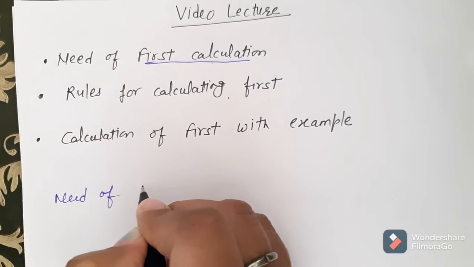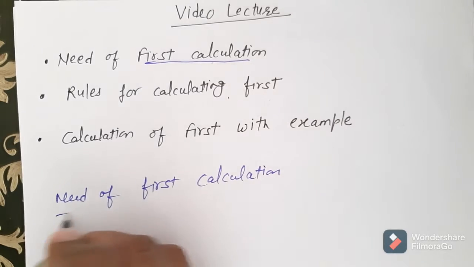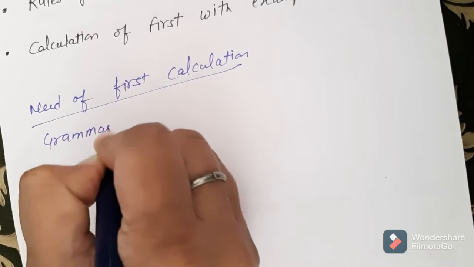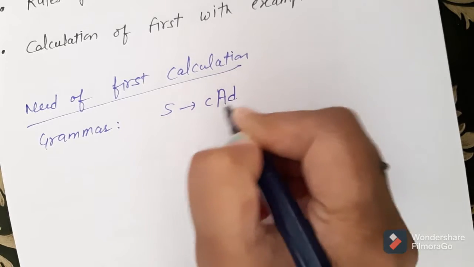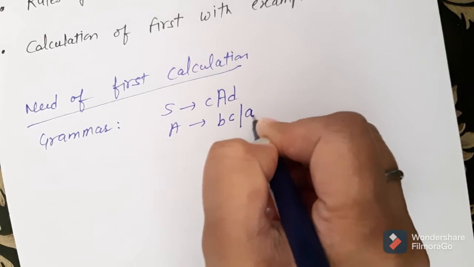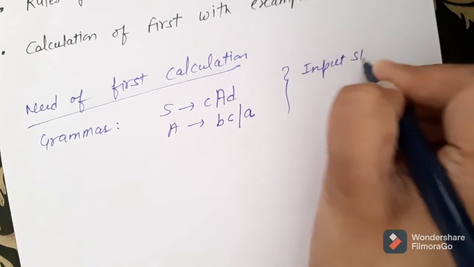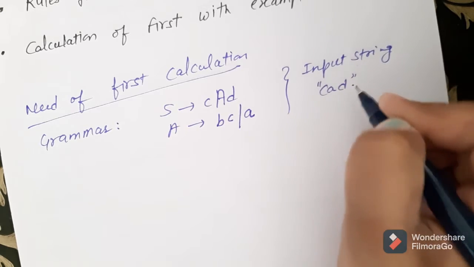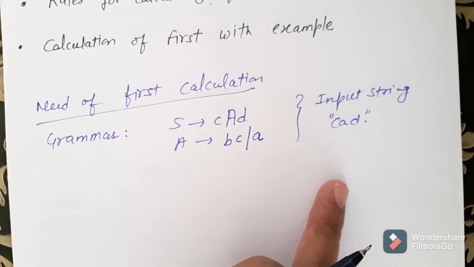Need of first calculation. Suppose I am taking the grammar. For example, S tends to CAD and A tends to BC, and the second alternative is A. And here I am taking input string CAD. Here grammar is given, input string is given.